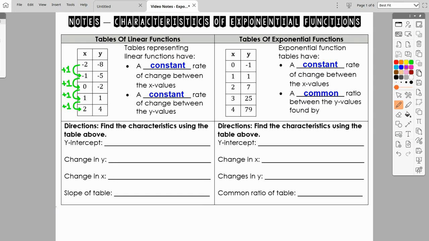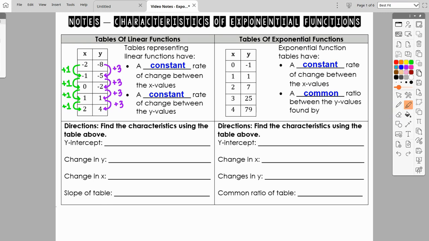Let's look at the y values. Same idea. Take the first y value, -8. How do I get to a -5 from -8? I must add 3 as my change. To get from -5 to -2, I must again add 3 as my change. To get from -2 to 1, I must add 3. And then to get from 1 to 4, I must add 3 as well. As you see, a constant rate and number.